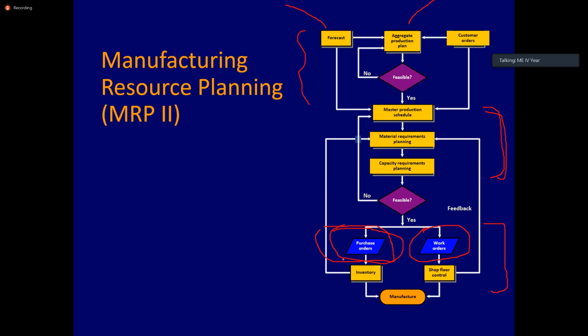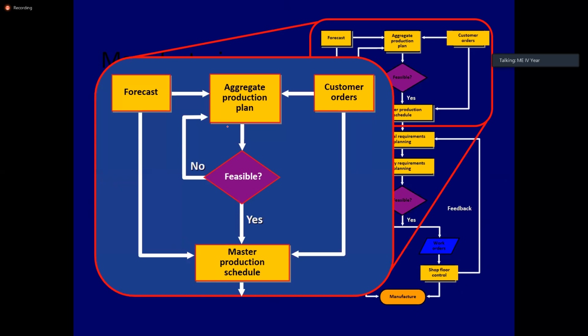Once we receive the material, inventory builds up. Once in-house production is over, it goes to the shop floor. Then shop floor control, how we have to do all those things, and finally manufacturing starts with assembly. This is the detail I am telling. Remember, MRP2 is also very important.